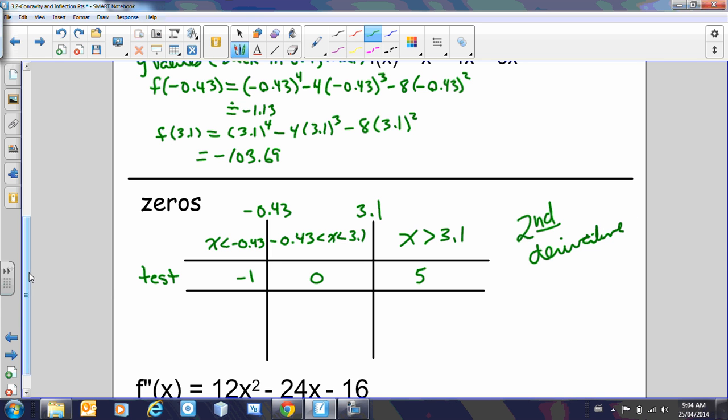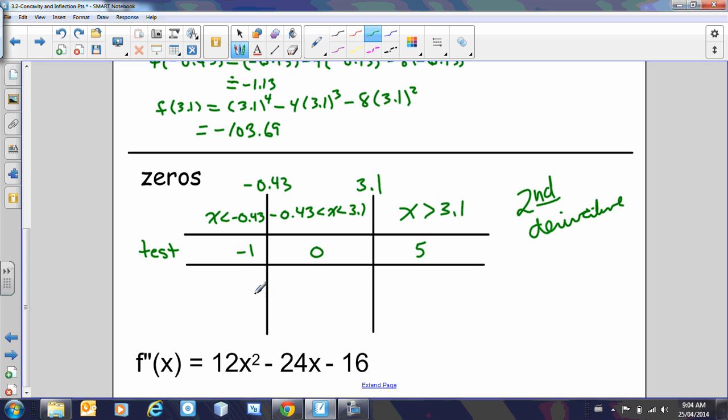So my second derivative function down here, I put negative 1 in here, I get positive 12. Put negative 1 in here, I get positive 24. And then minus 16 means that I have a positive in this section. Then 0, I get negative 16. And then something greater than 3.1.